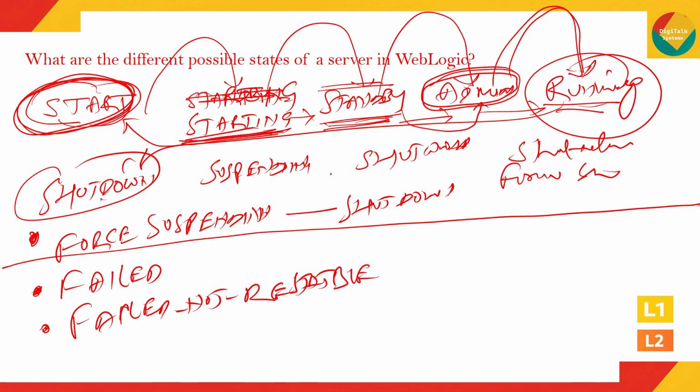The difference is, if you select only the shutdown option, this is a graceful shutdown. If certain users or sessions are already connected to your particular managed server when you are shutting it down, it will wait for all those sessions to be completed. Once all sessions are completed, it will do the shutdown, which is called a graceful shutdown. So the state will go from running to a suspending state, and from the suspending state it will go to the shutdown state.